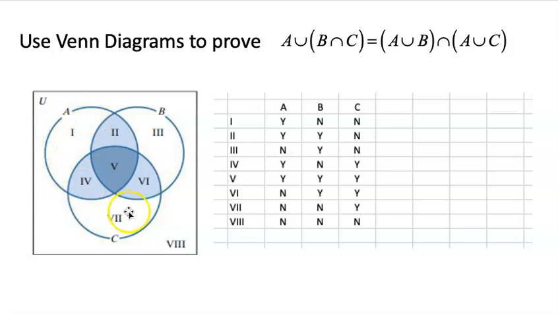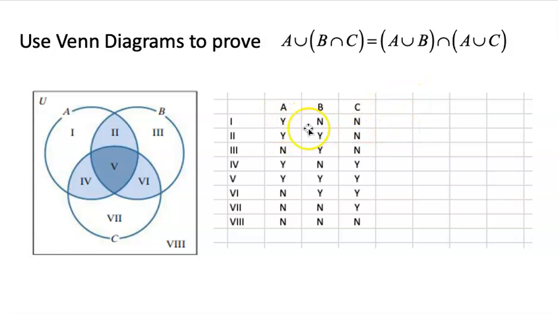So here are our original regions, the sets, yes, wherever the regions are contained in that set again. A: regions 1, 2, 4, and 5. B: 2, 3, 5, and 6. C: 4, 5, 6, 7. First I want to do A union B.